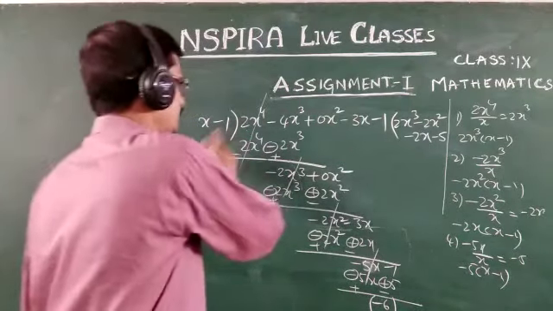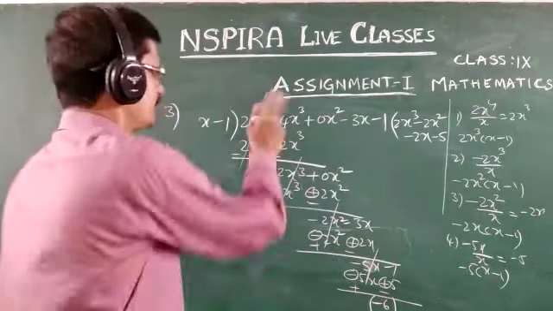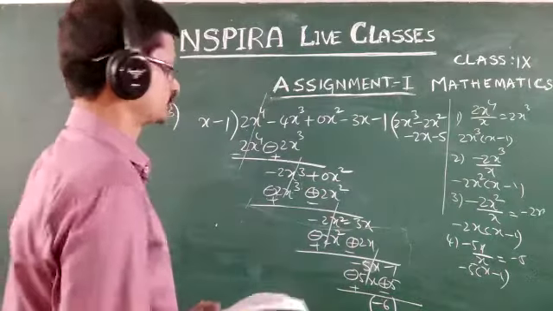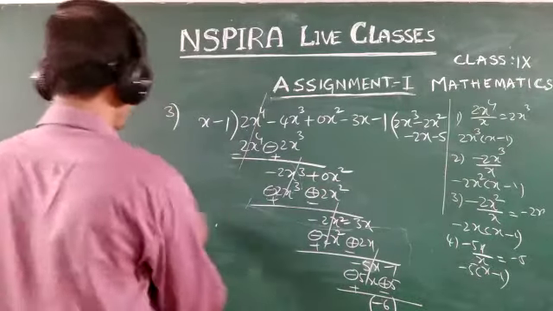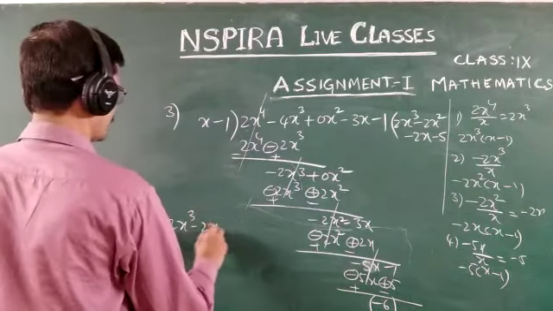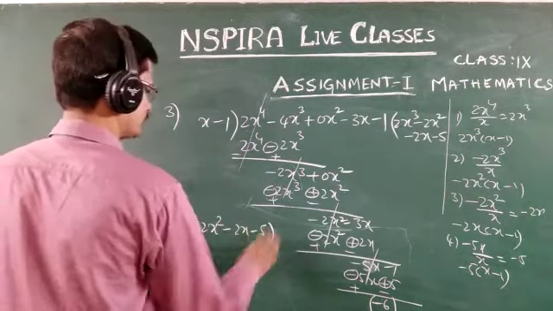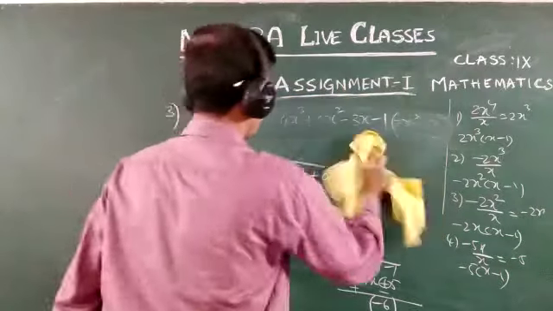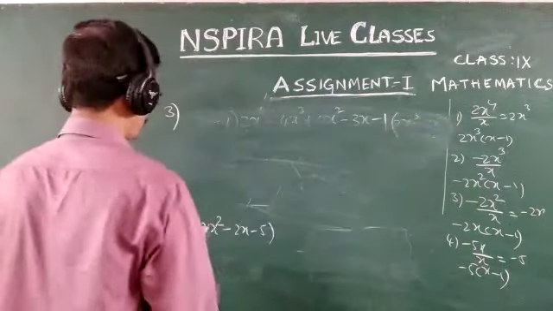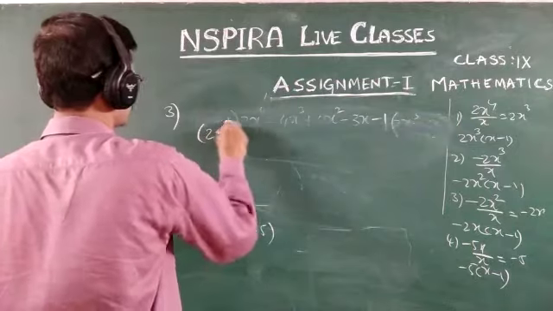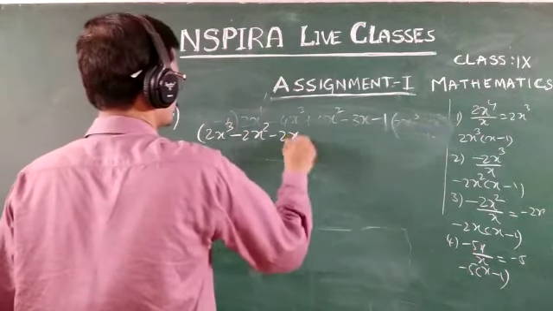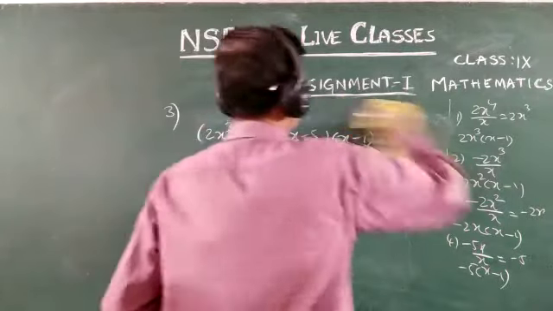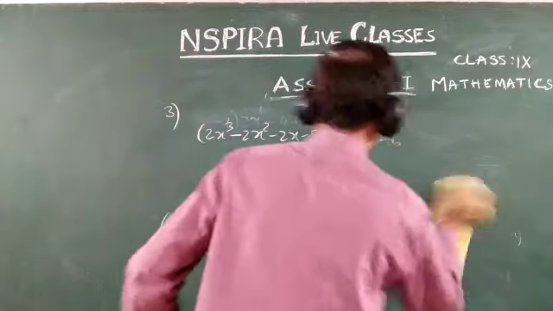Find divisor into quotient plus remainder. If it is the dividend, our process is correct. So what is the quotient? 2x cube minus 2x square minus 2x minus 5. This is the quotient, into x minus 1. To check, we take 2x cube minus 2x square minus 2x minus 5 into x minus 1, minus 6. Find that value.